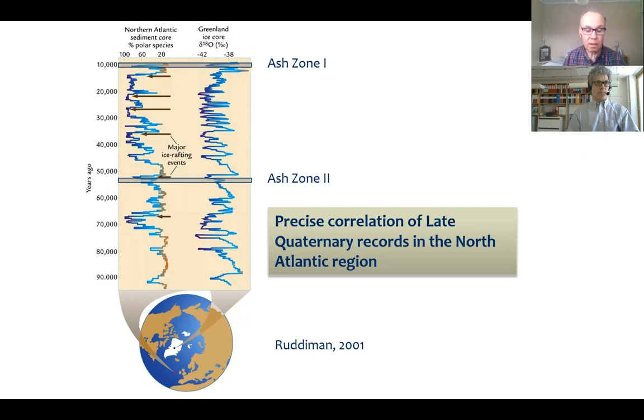There's another one around 10 to 12,000 years ago. One part of this ash zone one is the Vedde ash, which I will come back to in a few minutes.